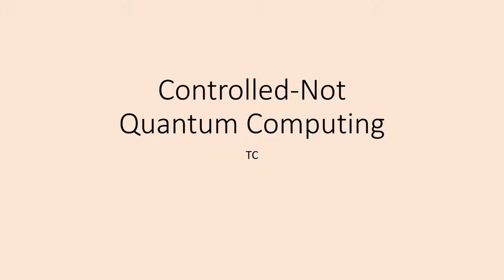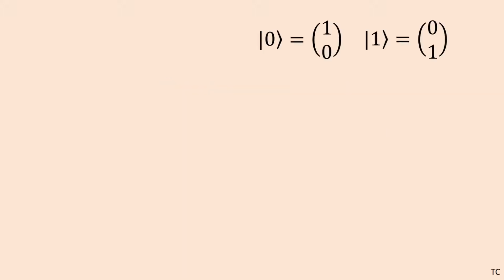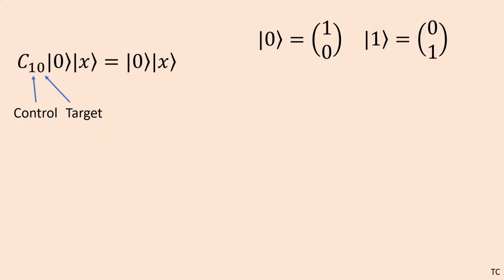In this video, I'll be discussing the controlled NOT gate to continue my series in quantum computing. We can express our basis states of 0 and 1 in the vector notations as described here. Unlike a previous video I did on the Hadamard gate, which only acts on one qubit, the controlled NOT gate, or CNOT gate, acts on 2 qubits.